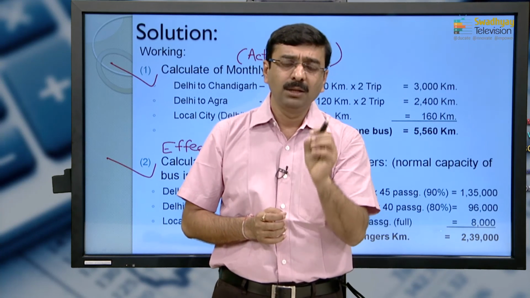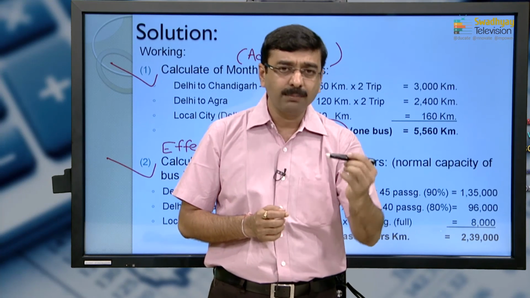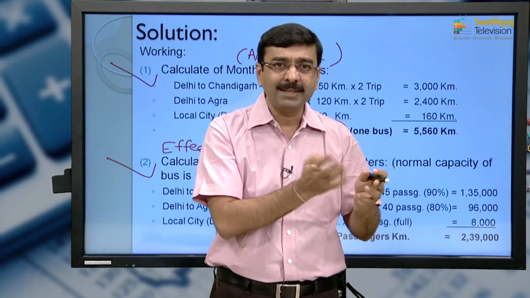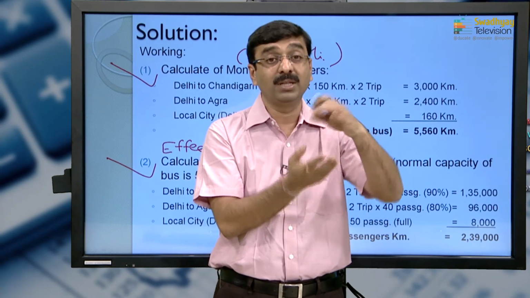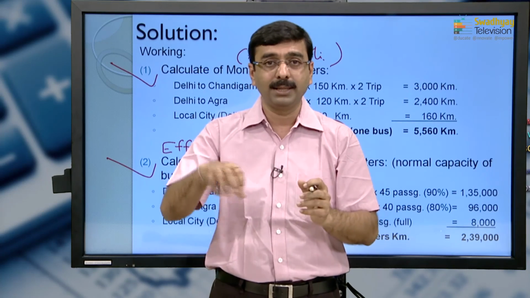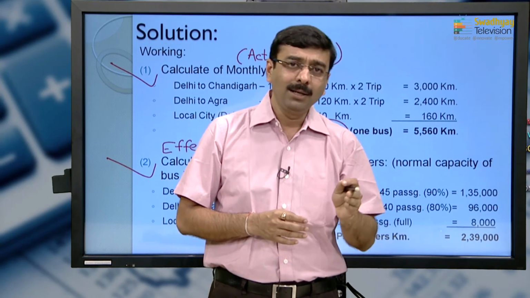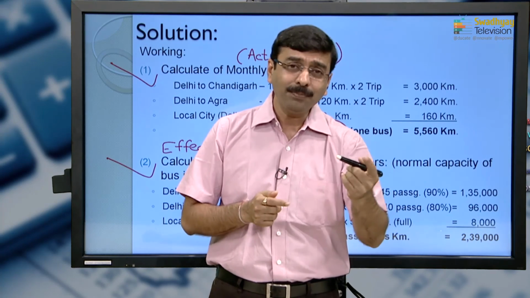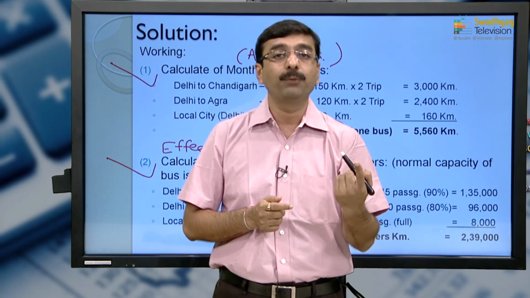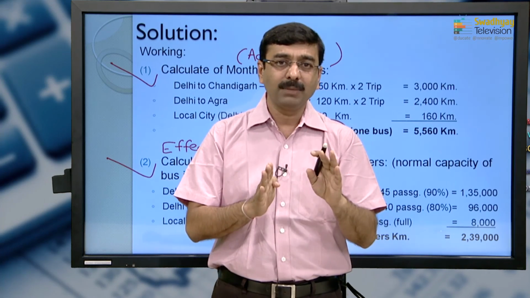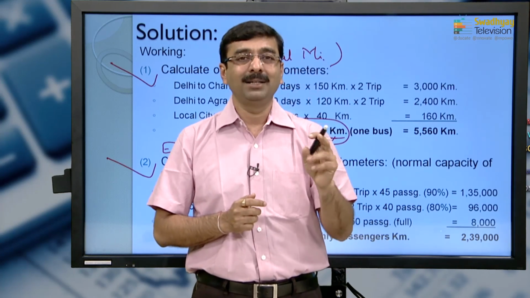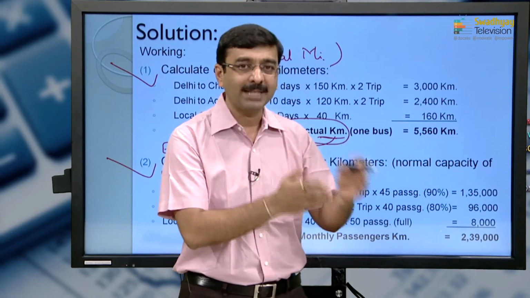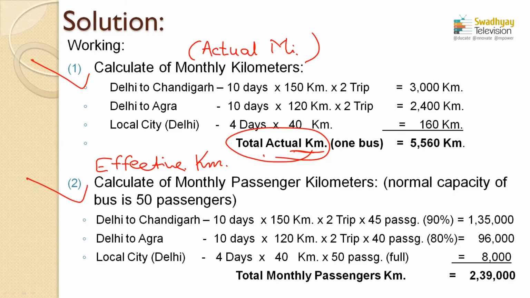It is a very simple formula to find out the actual mileage. What is the formula? First, which routes the bus actually runs. Second, how much distance there is between these two places, whether it is Delhi to Chandigarh, Delhi to Agra or a local city. Second, how many days it works, and whether it runs one way or both ways, that means a to and fro trip or a one way trip. On the basis of that you can easily determine how much actual kilometer runs per day or in a month.